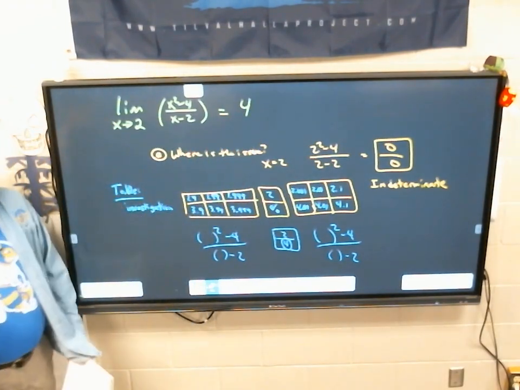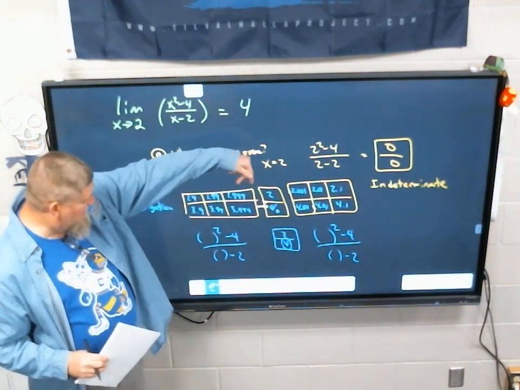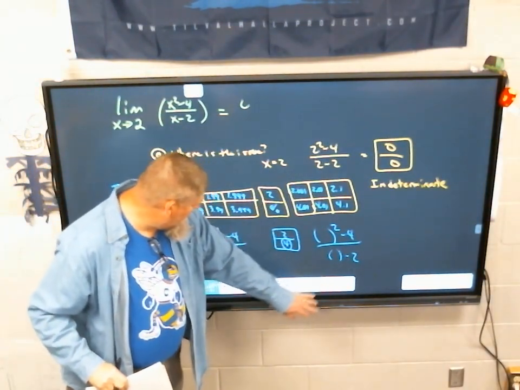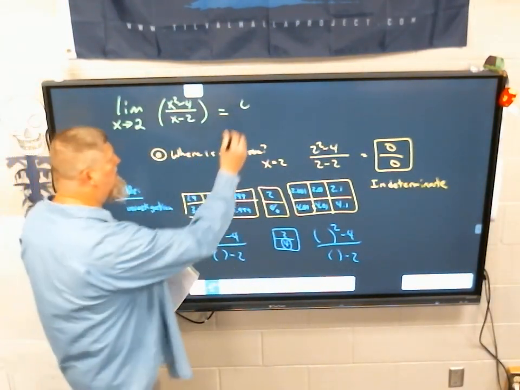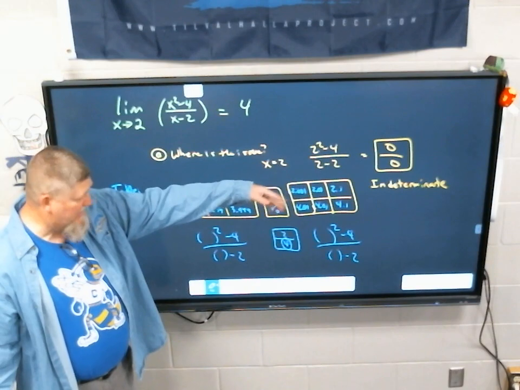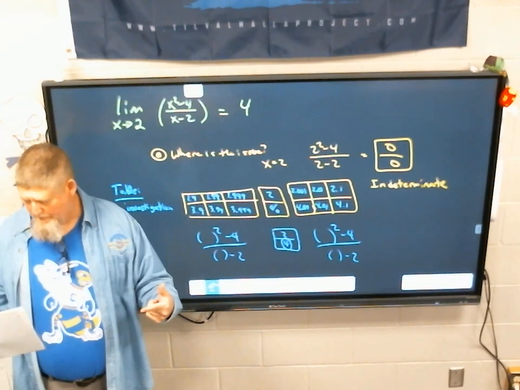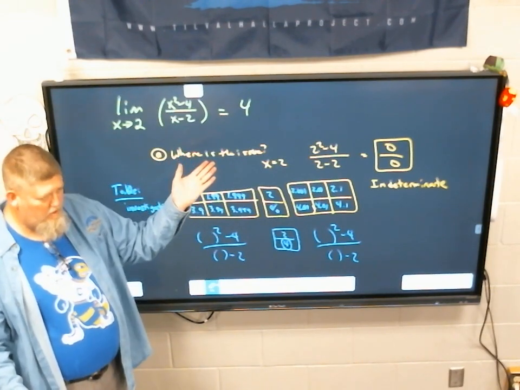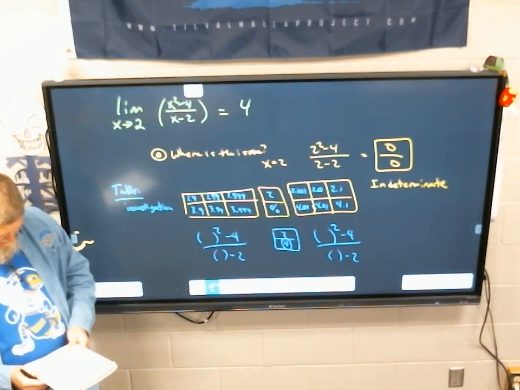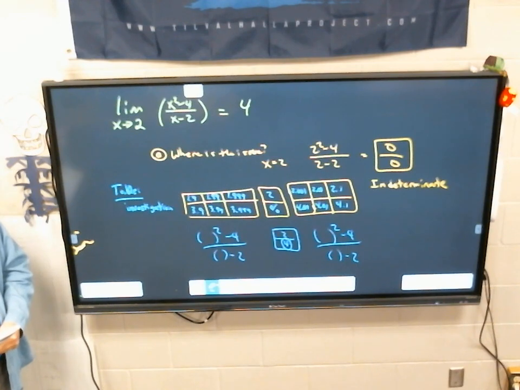And honestly with limits, I don't actually care what happens when I get there. Because when I get to 2, does the value even exist? It's indeterminate. It doesn't even exist at x equals 2. It's a no-no, we've done that for years. x can't be 2. But now I can say, as I'm approaching 2, I'm getting closer and closer to the value of 4. And that's what it means: the limit as x approaches 2 equals 4. And this is an extremely powerful concept. When you get to calculus, it gets really cool the further we go.